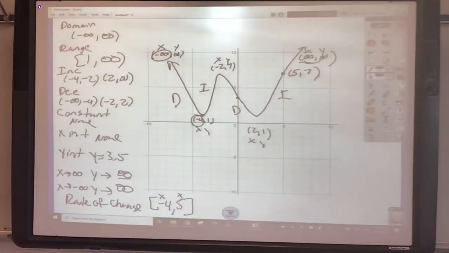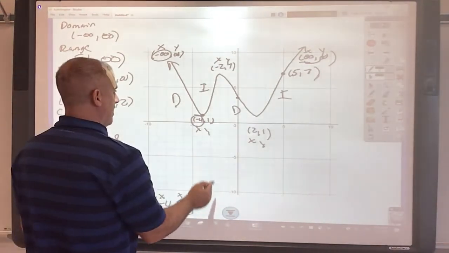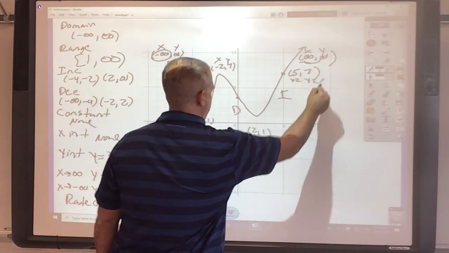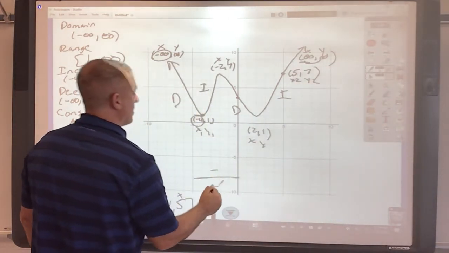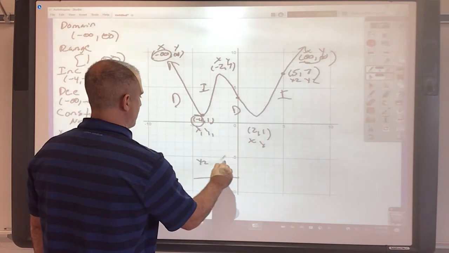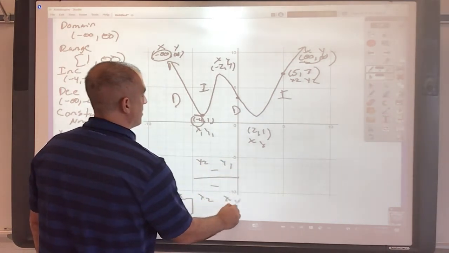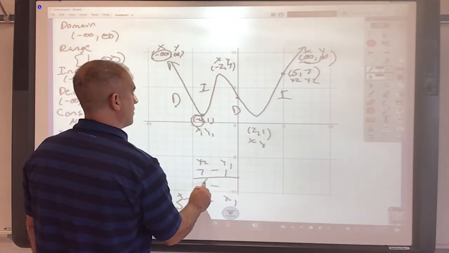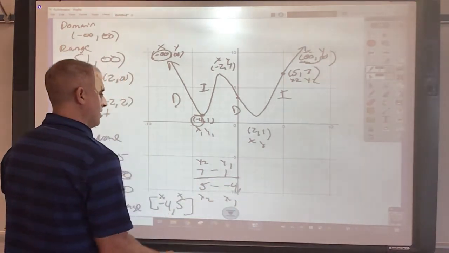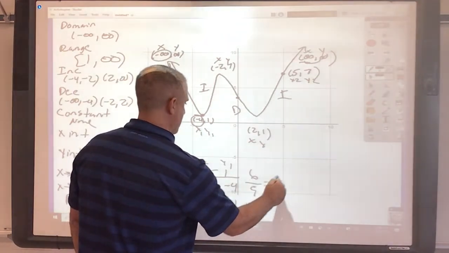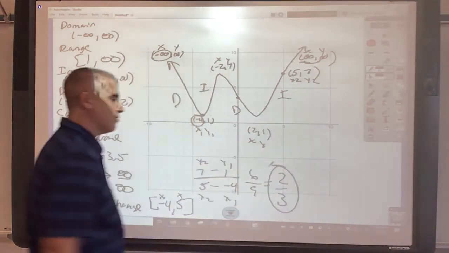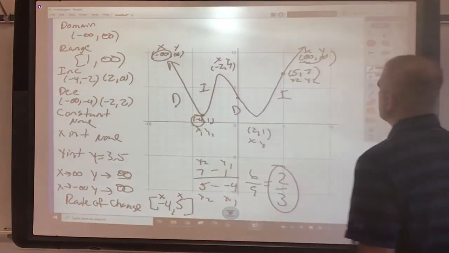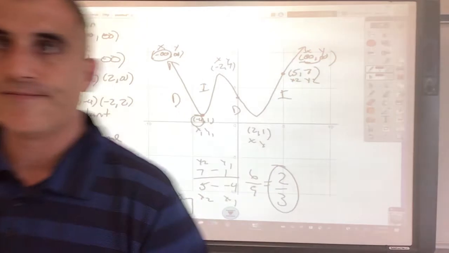Okay? So what I want to do, this is like your x1, y1, x2, y2 from our slope formula. So slope formula, y2 minus y1 over x2 minus x1. So 7 minus 1 over 5 minus -4. So that's going to be 6 over 9, which would end up being 2/3, the rate of change. All right, let me give you guys one of those problems to do on your own, then this lesson is done.